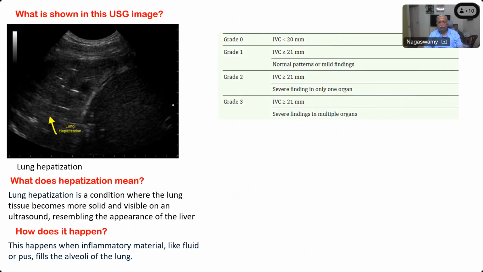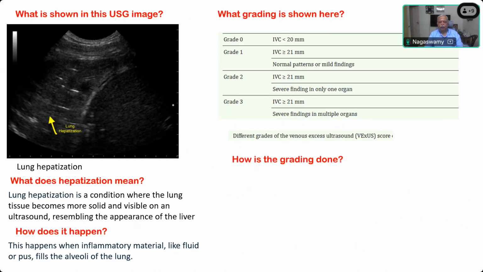Now you are seeing some grading. It's 0, 1, 2, 3. It is written IVC less than 20 millimeter. So what grading is shown here? Time up. It is the different grades of the venous excess ultrasound score, VExUS. Okay. How is the grading done? In what way is it useful?